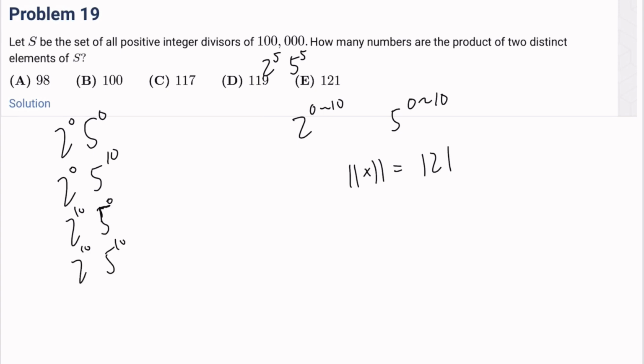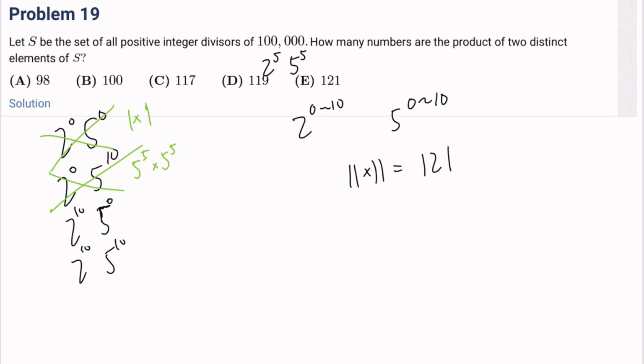But then this can only be gotten by 1 times 1, and we can't be the same, right? Because it's 2 distinct elements. And so 1 times 1, so this is not possible. So we have to take this one out. And for this one, this is only by 5 to the 5th power times 5 to the 5th power. And it also has to be 2 distinct elements, so that's also not possible. So this is not possible.